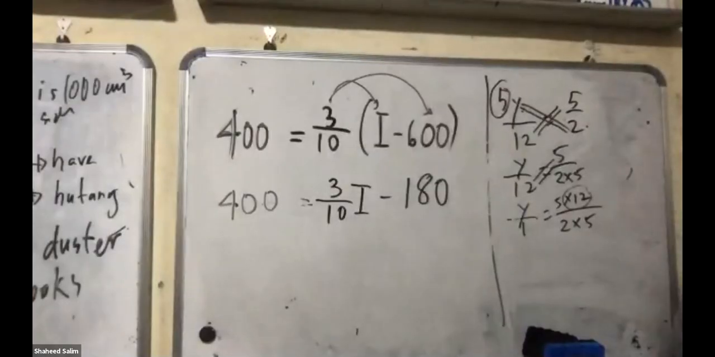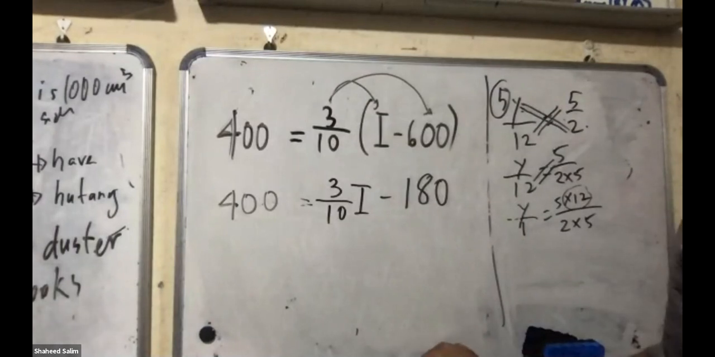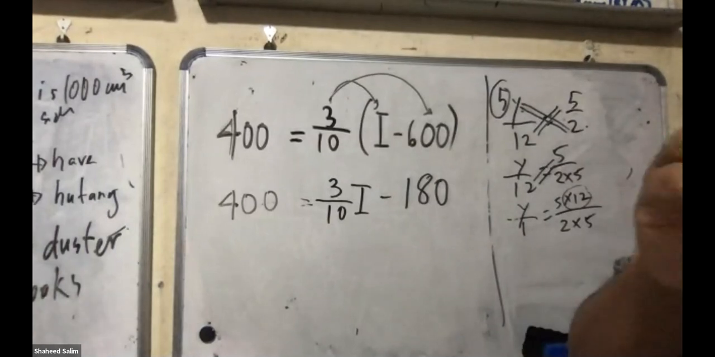180. Good. Now you can solve it. Bring the unknown to the left side. Bring the number to the right side. Bring the unknown. Unknown meaning the one with the X or Y or I or whatever letter.